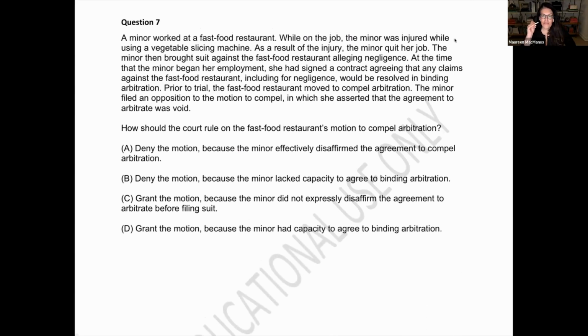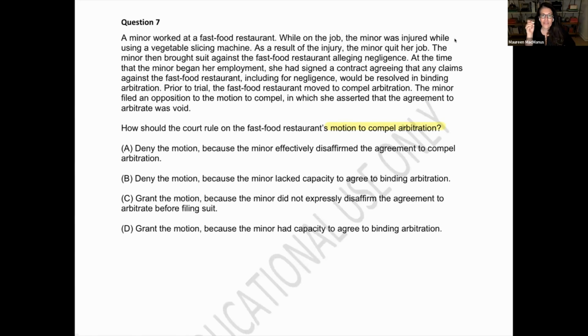A minor worked at a fast food restaurant. Oh, actually, it starts with the call of the question. How should the court rule on the fast food restaurant's motion to compel arbitration? Usually there's an arbitration clause in a contract, so we're probably still dealing with contracts. But here it's a minor, and minors can disaffirm a contract, or they can choose if they want to affirm it. So a minor worked at a fast food restaurant.